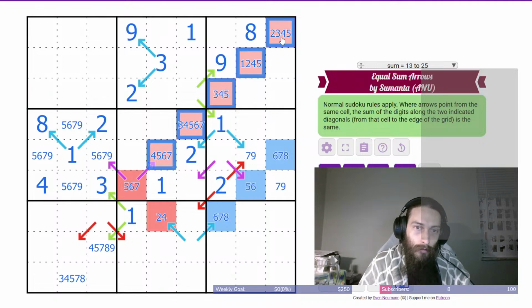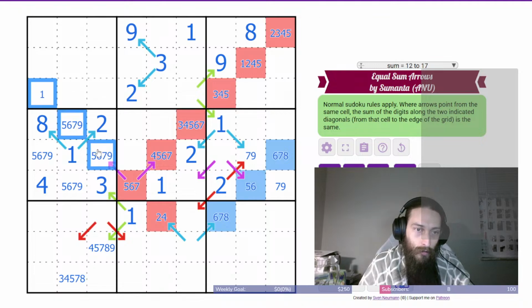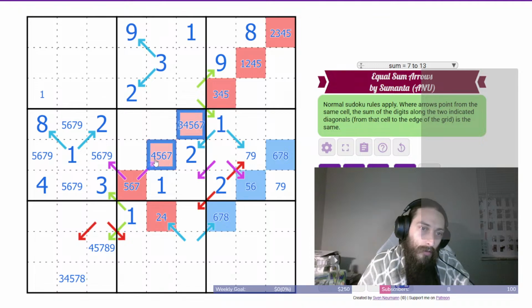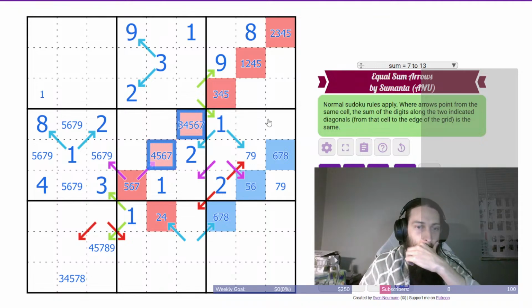Okay, well, we know that this group and this group is the same. This is already 11. And I guess minimum's 1, so that's minimum 12. But 6 and 7 is 13. Hmm.